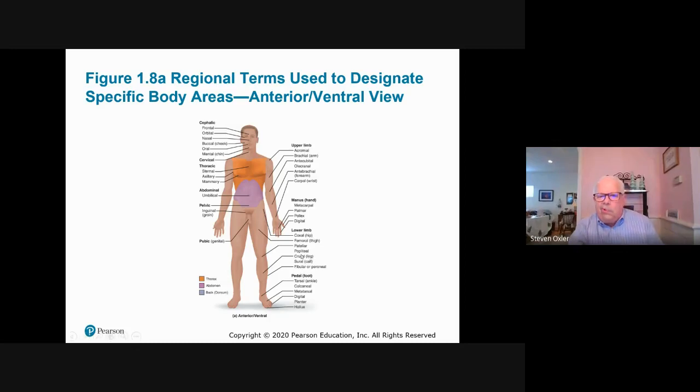man. The crural area is called the leg. The sural area is called the calf. And the lower area below your calf is called the fibula. It's the lateral side of your lower leg, the fibula.